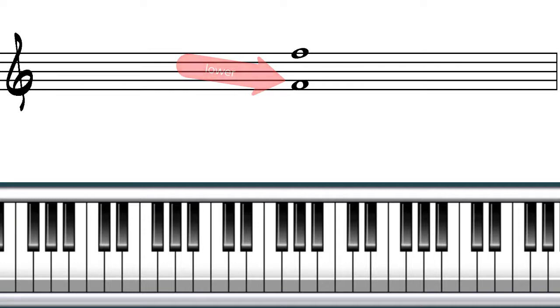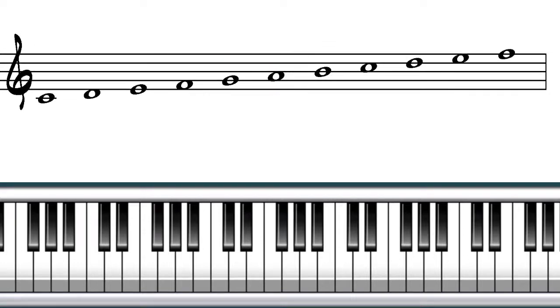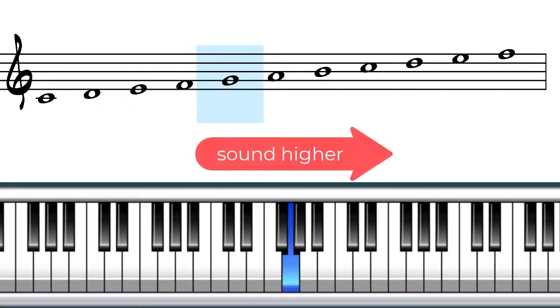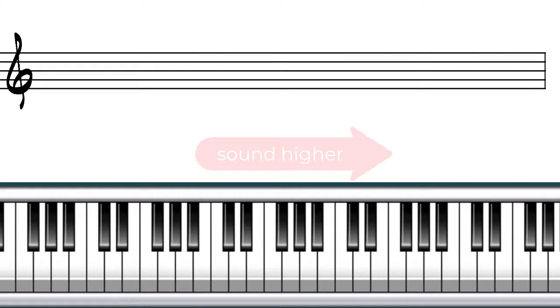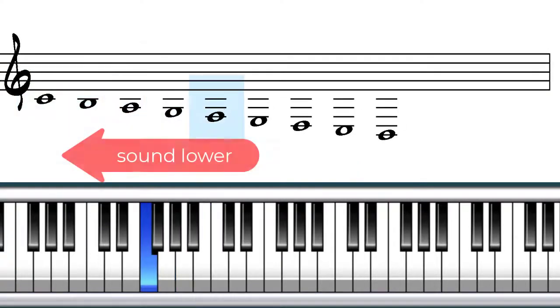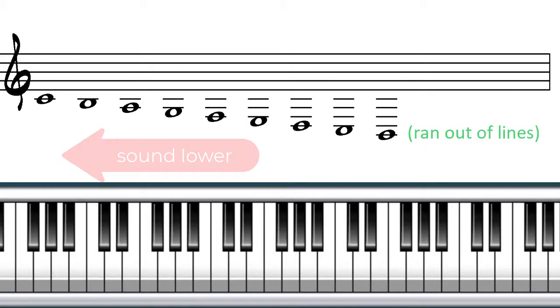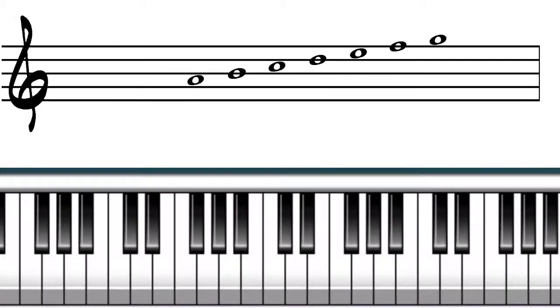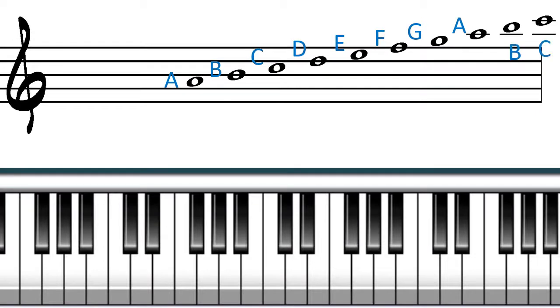So notice that on the piano keyboard, as notes move to the right, they sound higher. As notes move to the left, they sound lower. The notes on the staff are named using the first 7 letters of the alphabet, A, B, C, D, E, F, G, and those are the only letters we use. After you get to the G, the pattern starts again with A, then B, then C, and so on.